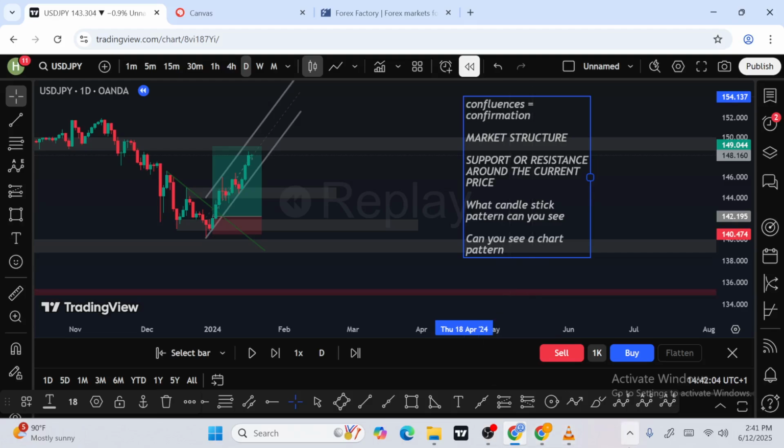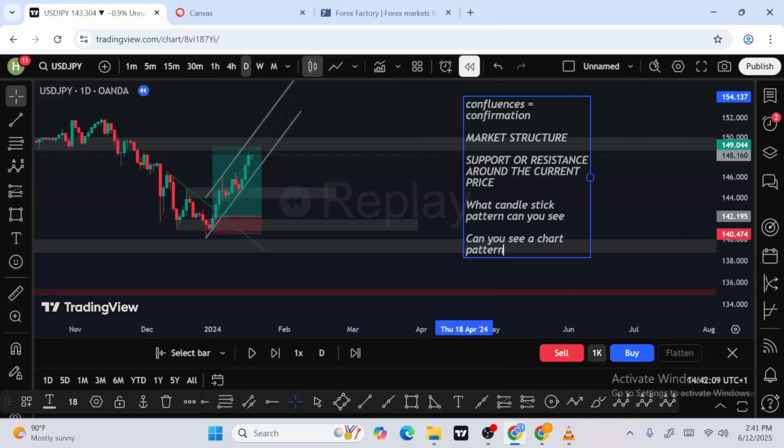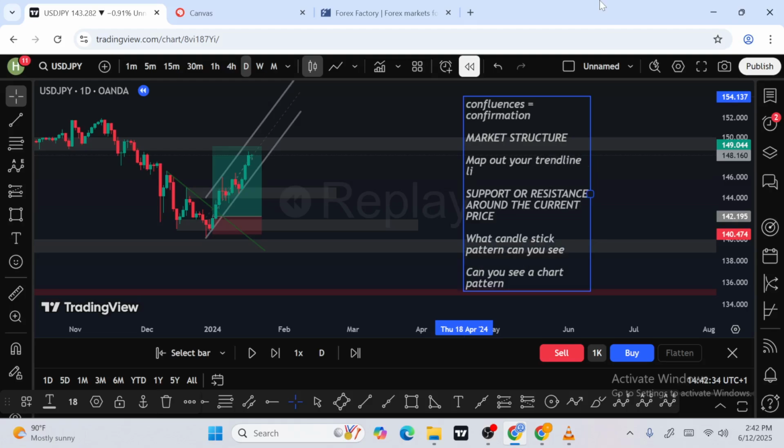Which one? Yes, now of course it's part of it. Now in fact, after market structure, you are not even looking at support and resistance. The next thing you have to do is map out your trend line and channel.